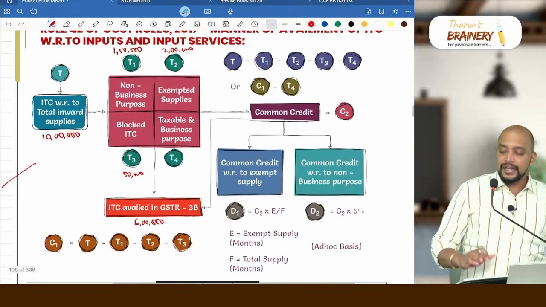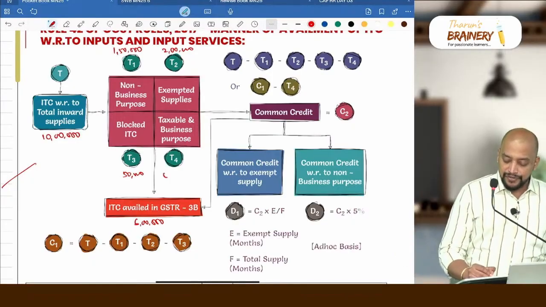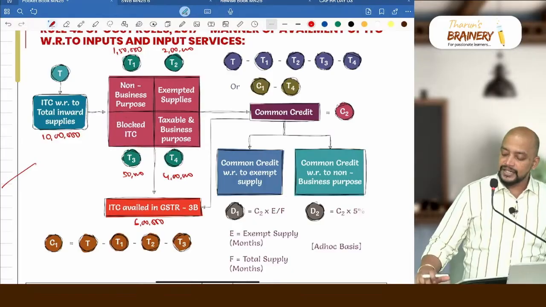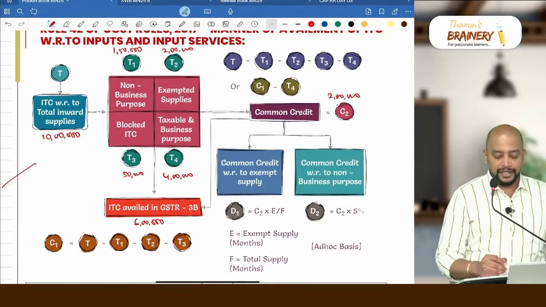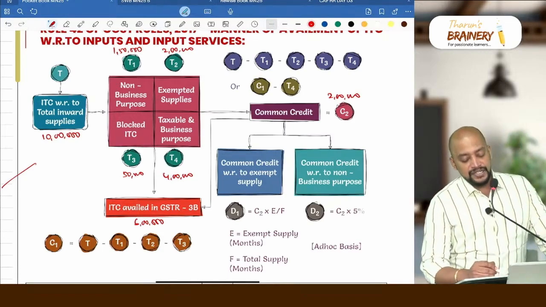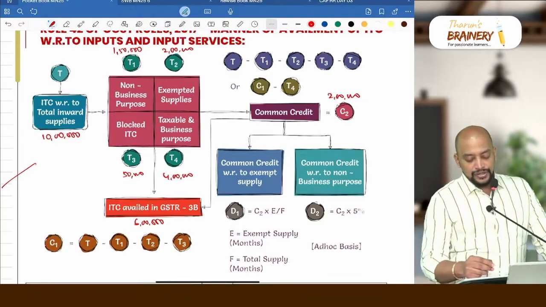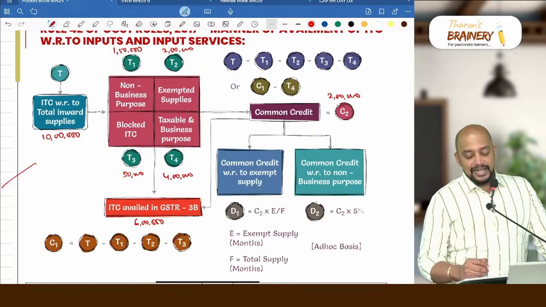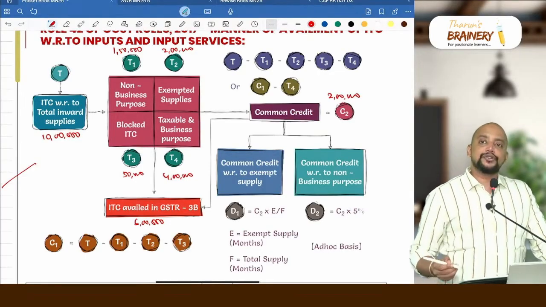Thereafter we need to separate inward supply used for taxable and business purpose. Say inward supply used for taxable and business purpose is 4 lakhs. So minus 4 lakhs. What is the remainder that is left? 2 lakhs. That 2 lakhs is known as common credit. So T refers to total tax paid on inward supplies, and T1 non-business purpose, T2 exempted supply, T3 blocked credits, and if you reduce T1, T2, T3, you will get ITC availed in 3B, 6 lakhs, and thereafter inward supply exclusively for taxable and business purpose. If you separate, you will get common credit.